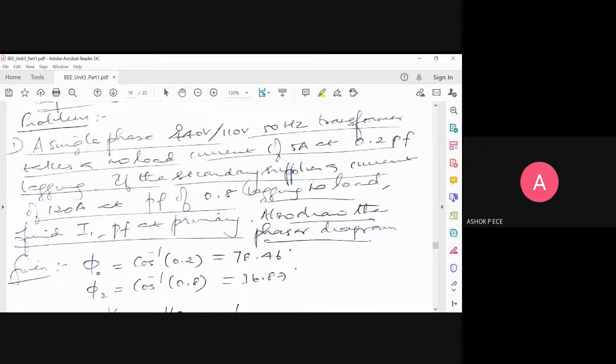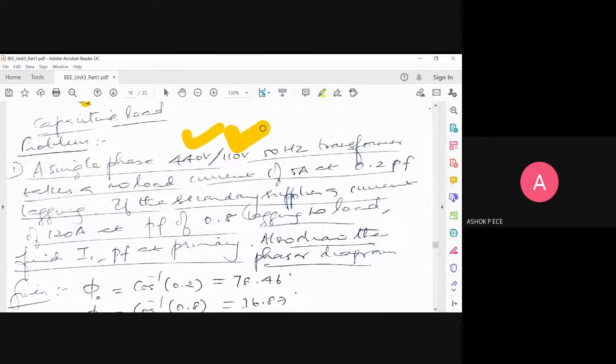So from the question, one thing is given: 440 bar 110. I told you how to read this 440 bar 110. What is 440? Primary voltage. V1 is 440 and V2 is 110, or E1 is 440, E2 is 110. Okay, and 50 hertz is your frequency.